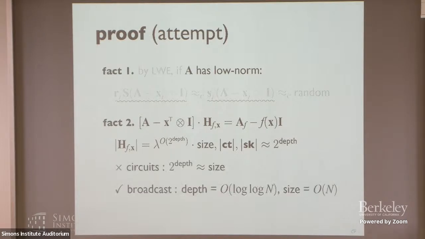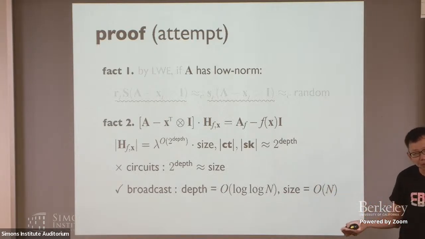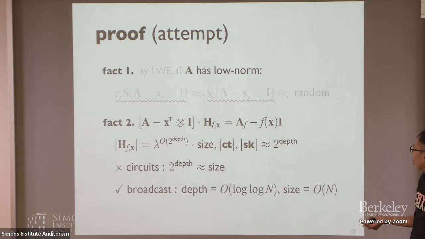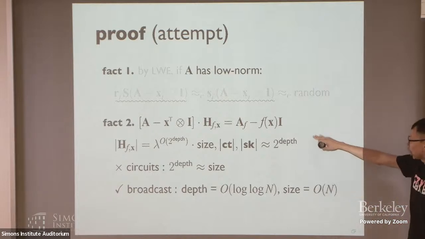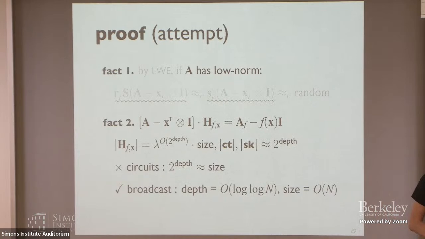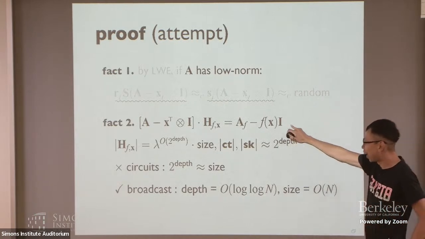So for general circuits, this is not terribly interesting because roughly speaking, we already know how to get CPABE where the ciphertext and secret key size depend on the depth of circuits. But it's sufficient for broadcast encryption because broadcast encryption corresponds to circuits with extremely low depth. In fact, the depth is doubly logarithmic in the size of the circuit. So even working with low norm A and the identity matrix is sufficient to get optimal broadcast encryption. So for the rest of this talk for now, we're going to work with I and just focus on getting optimal broadcast encryption.